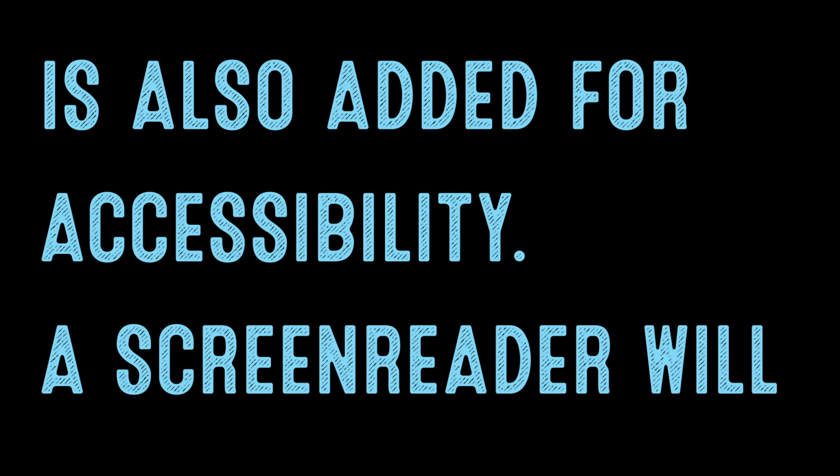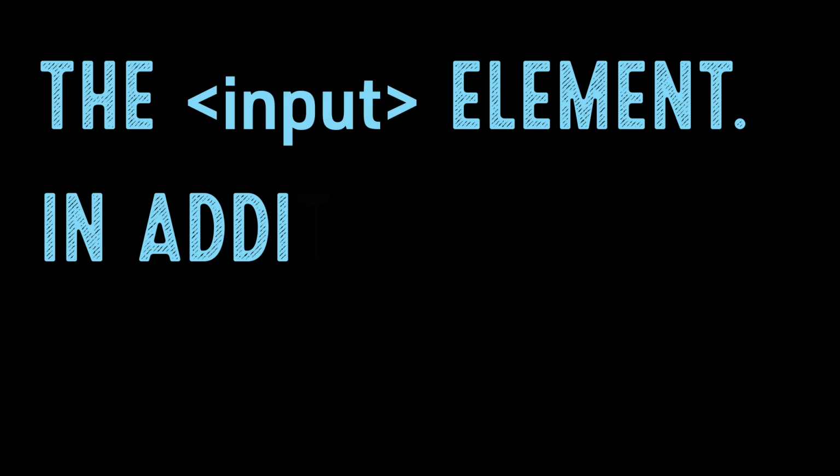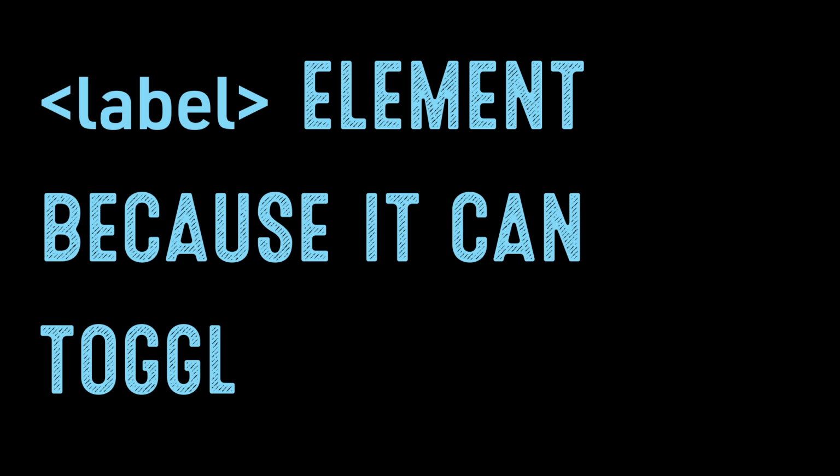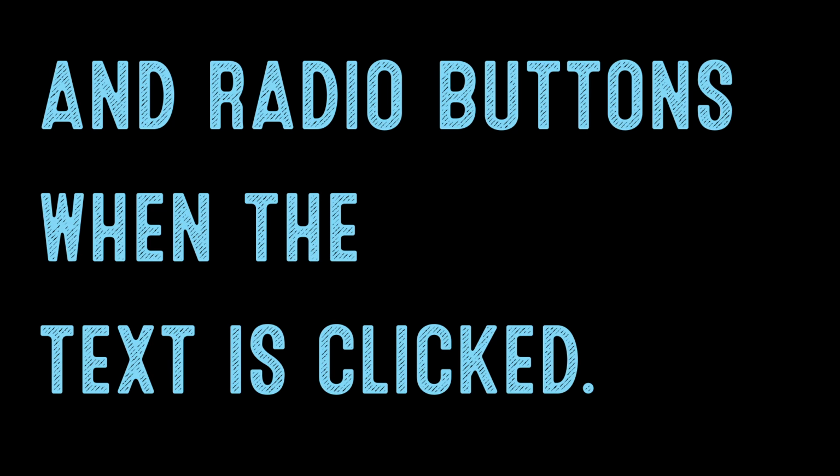The label element is also added for accessibility. A screen reader will read out the label when the user focuses on the input element. In addition, users who have difficulty clicking in a small region will be assisted by the label element because it can toggle checkboxes and radio buttons when the text is clicked.